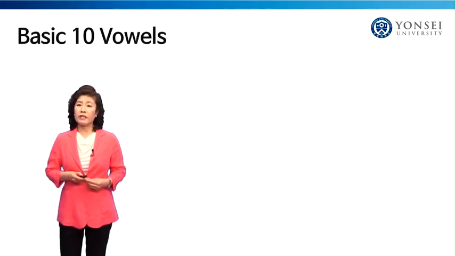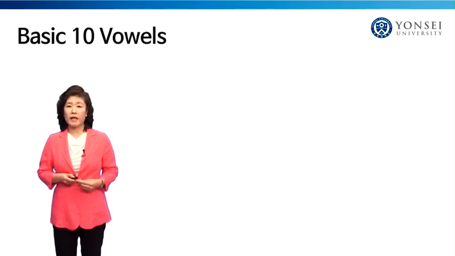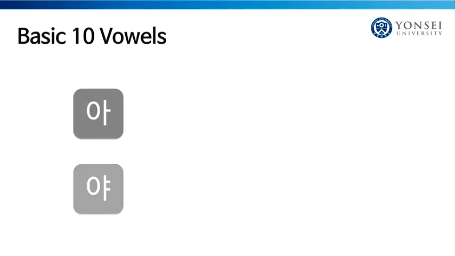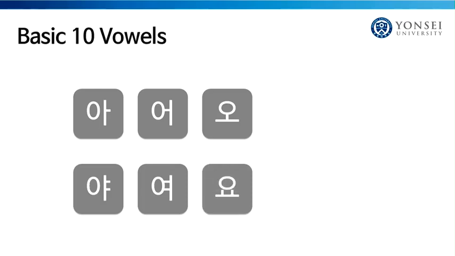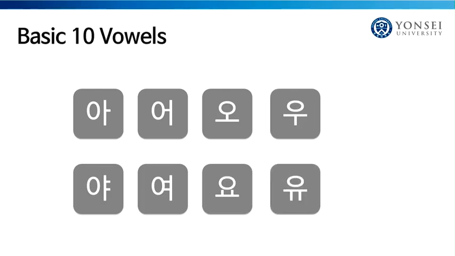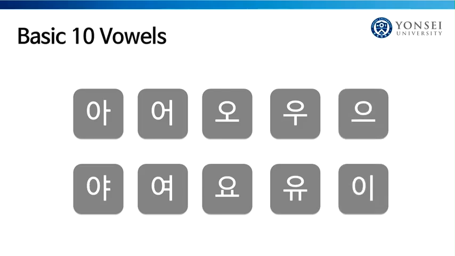Now let's pronounce the 10 vowels in order. A, Ya, O, Yo, O, Yo, U, You, U, E. These are the 10 basic vowels of Hangul. This is also the order you use when you try to find words in the Korean dictionary.